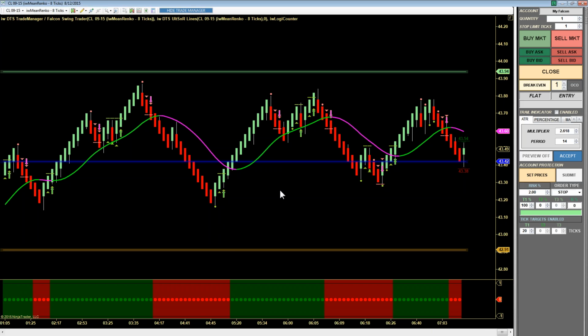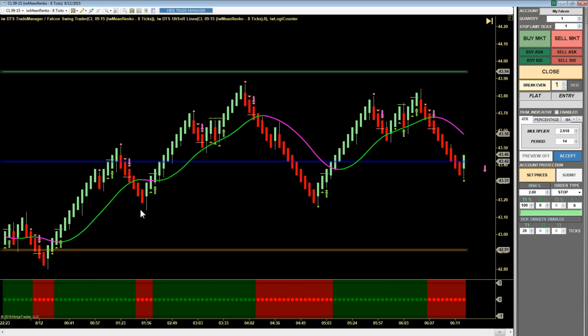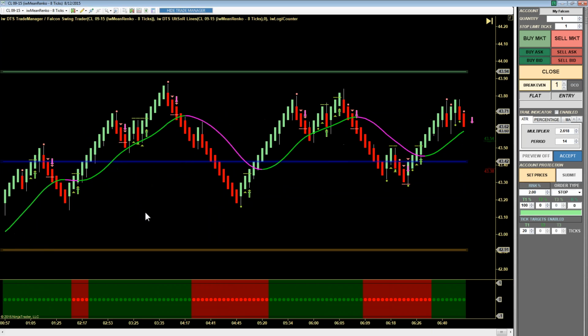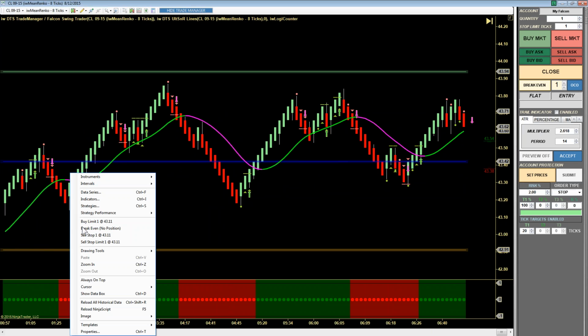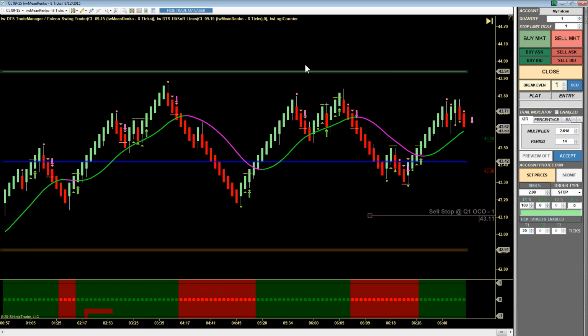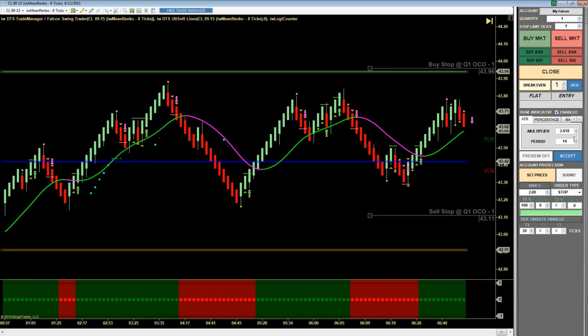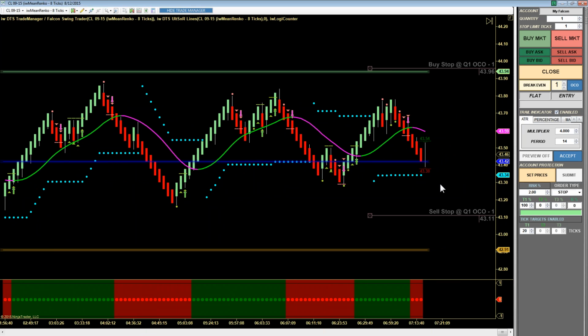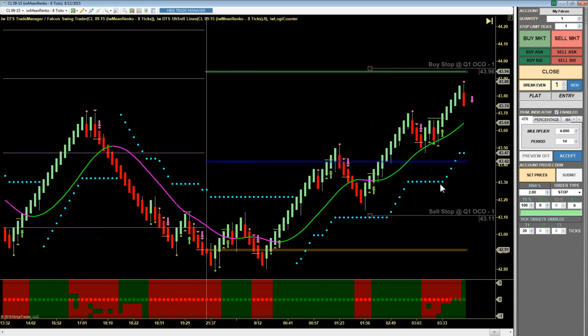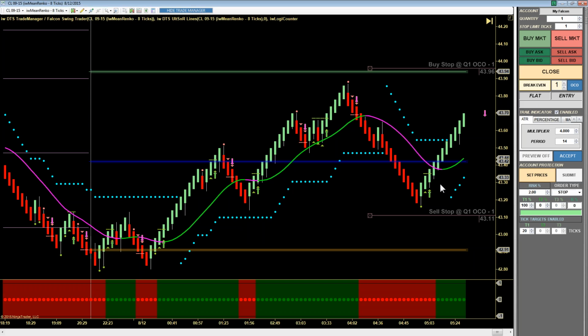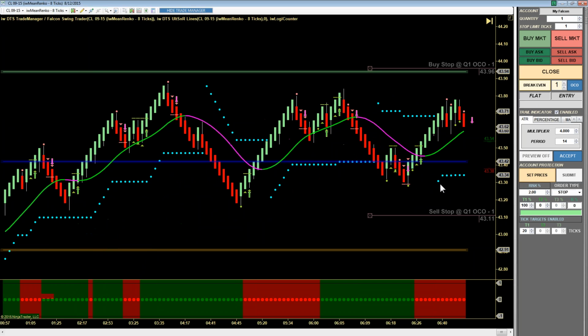So the nice thing about this is that since we have a fairly well-defined range, we can bracket this range with our OCO order and perhaps sell below and buy above. I'm going to go with a very conservative stop to start, just because, well, crude oil is a pretty crazy market, or it can be.